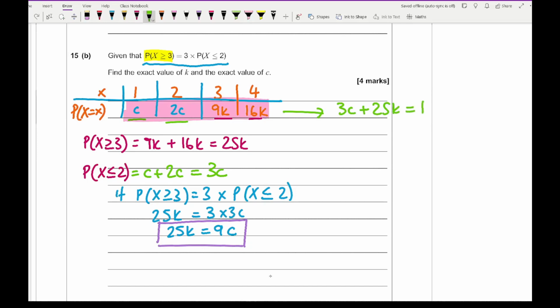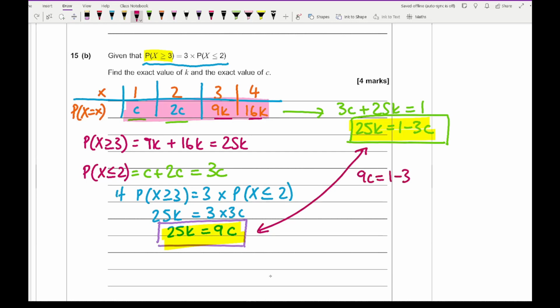Now if I make 25k the subject in this green equation that I'm writing here, I have 1 minus 3c, and I'll put a box around that. You can see how in these two equations I've now got 25k the subject. So if I substitute one into the other, I've got 9c equals 1 minus 3c, which means that 12c equals 1, so c equals 1/12.